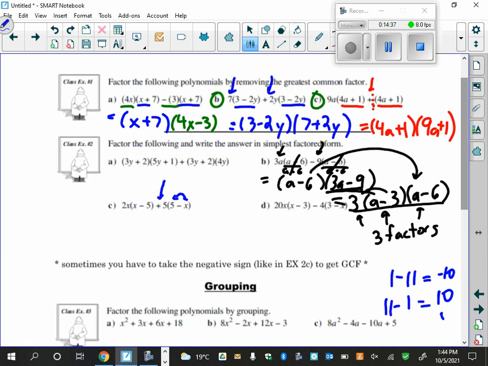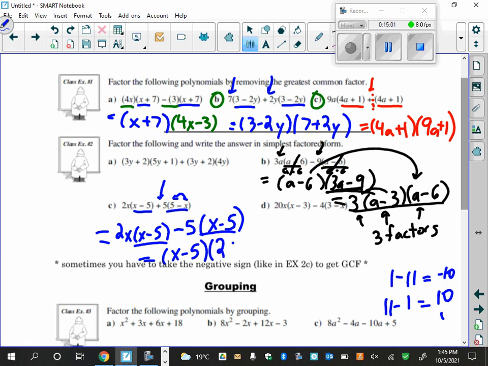Okay, I might need an extra minute of class time, so just keep writing, please. So this question, you change the plus 5 to subtract 5, and then you just switch this so these brackets are exactly the same, which they are not right now. And then you take out the common binomial, x subtract 5, and then write down whatever is not x subtract 5 in the second bracket. Okay? Go ahead and do this one.